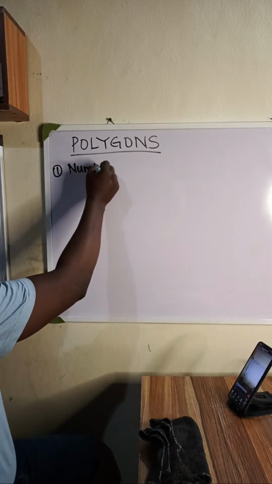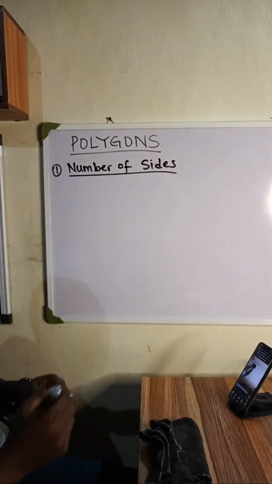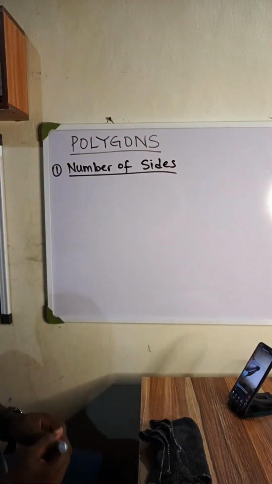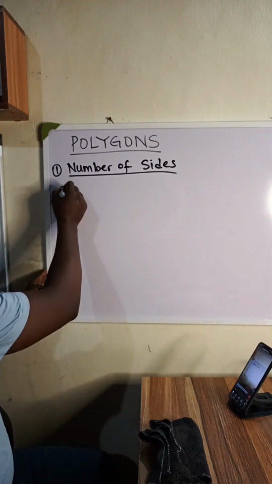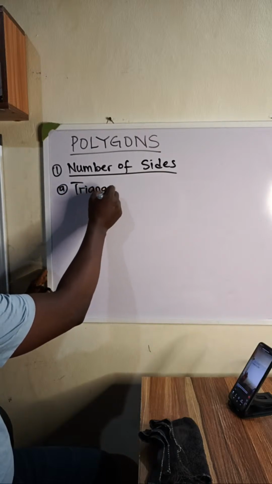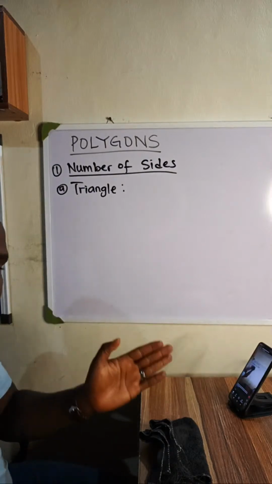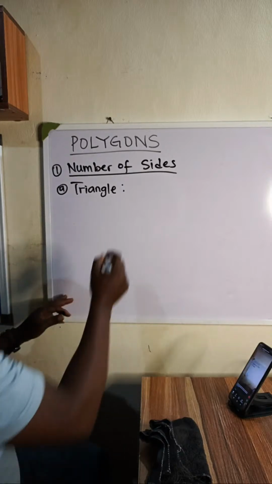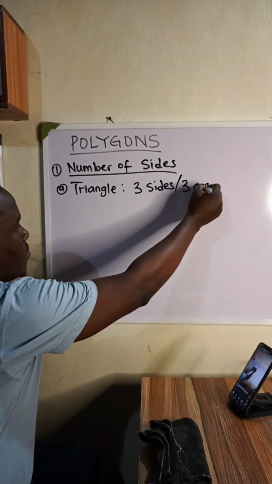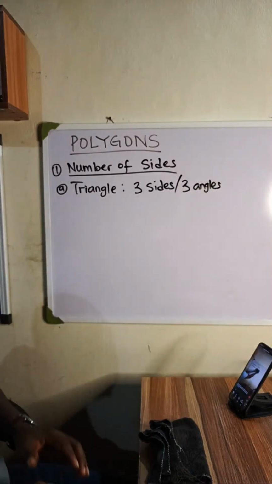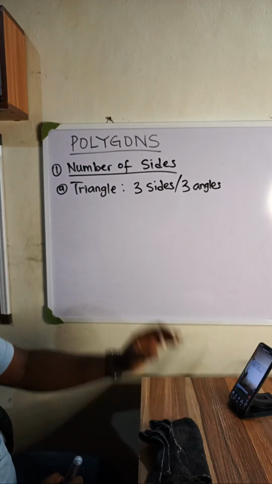Number of sides. So the smallest type of polygon is the triangle. A triangle is a type of polygon that has 3 sides and 3 angles. So whenever you see a polygon that has 3 sides and 3 angles, we call it a triangle.